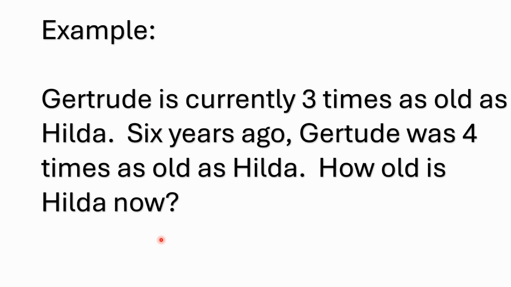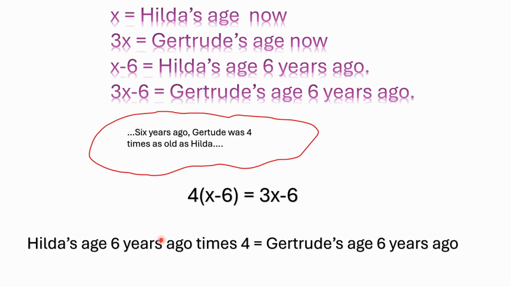Remember, Gertrude's currently 3 times as old as Hilda. 6 years ago, Gertrude was 4 times as old as Hilda. How old is Hilda now? So the way to really approach that, you could say, well, Hilda was the younger of the two 6 years ago. If I took Hilda's age 6 years ago, multiply that by 4, that should equal Gertrude's age 6 years ago. Because we said 6 years ago Gertrude was 4 times as old as Hilda.